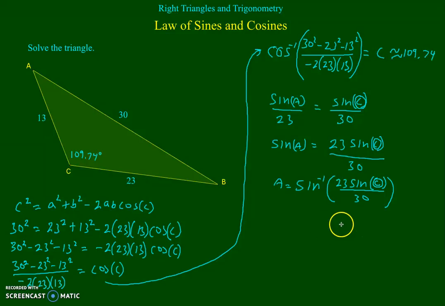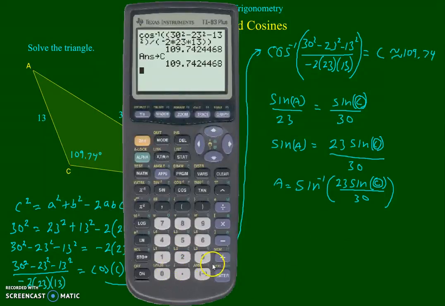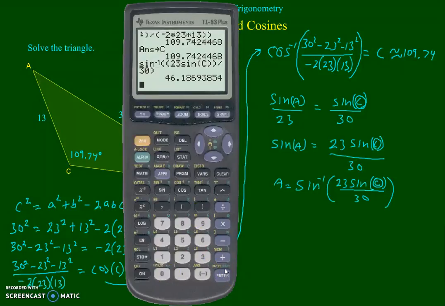Okay, let's put that in our calculator. We have arc sine of, open a parenthesis, 23 sine alpha C, because we stored that value, divided by 30. And that gives us 46.18. And that is A. So we're going to store that into A. Don't know if we'll need it, but we'll store it anyway. So this is 46.2 approximately.